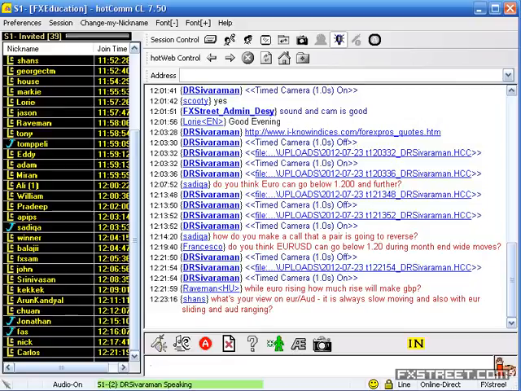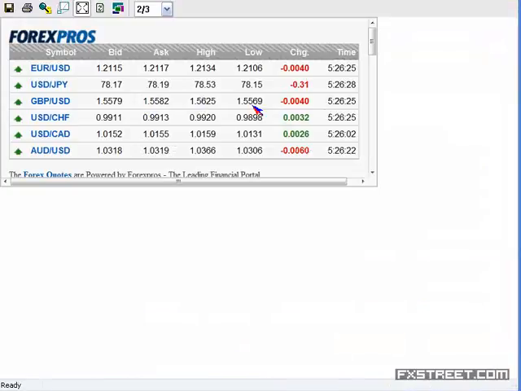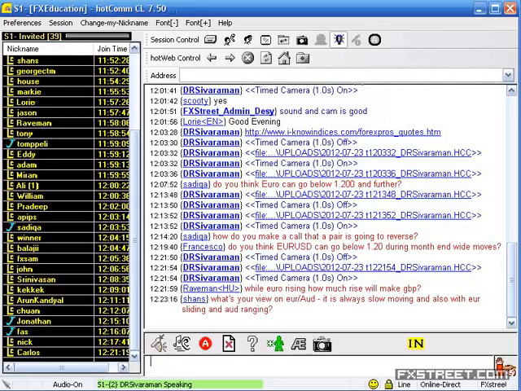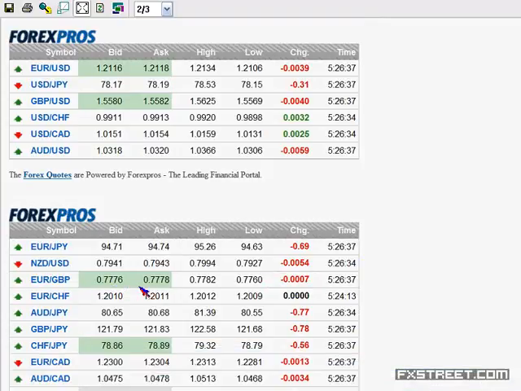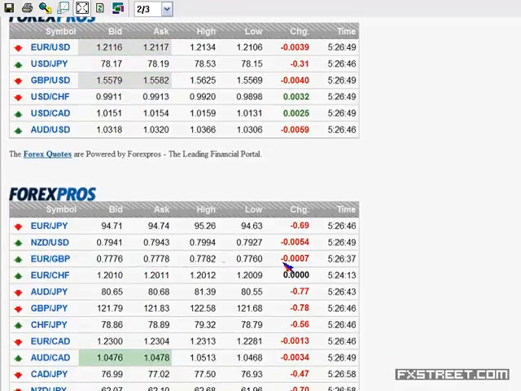And Raveman asks, while euro is rising, how much rise will GBP make? They are expected to make more gains in the case of GBP when compared to euro, in order to maintain the euro GBP cross around 0.77. So in 2004-2005, if you refer to the euro GBP cross, you will be able to understand they used to make an extreme move of 0.76, then come up to 0.78850, then again bring it down.